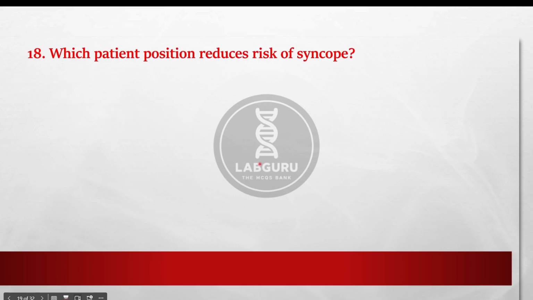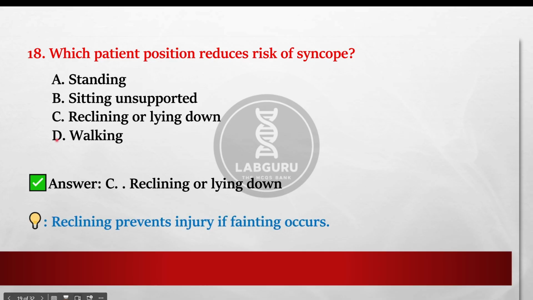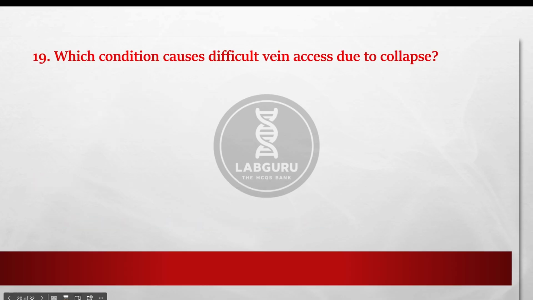Question number 18 is, which patient position reduces risk of syncope? Syncope means fainting. The options are: option A standing position, option B is sitting unsupported position, option C is reclining or lying down position, and option D is walking. So the right answer is option C, that is reclining or lying down. Reclining or lying down prevents injury if fainting occurs. Syncope means fainting. Okay.